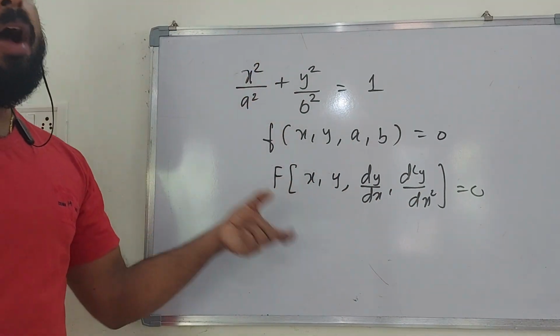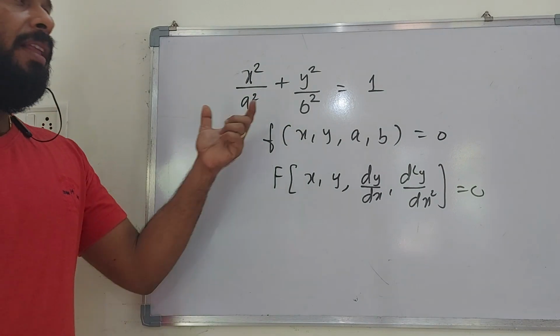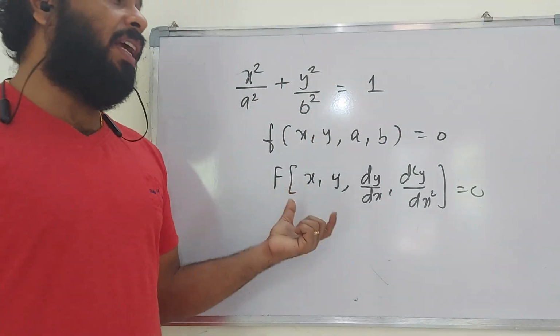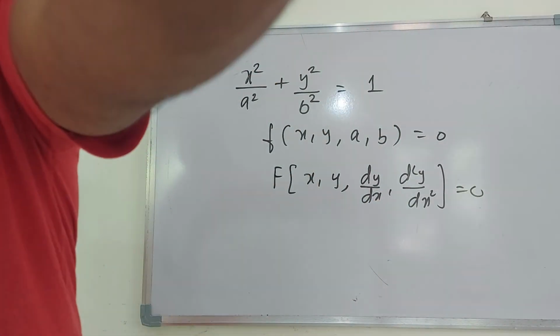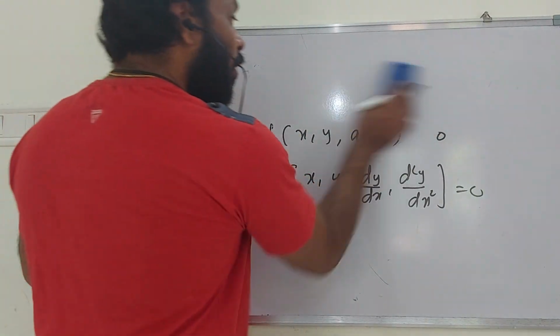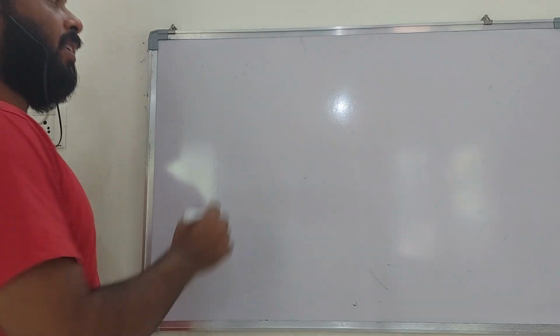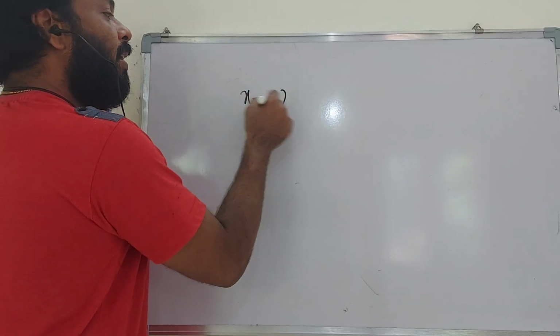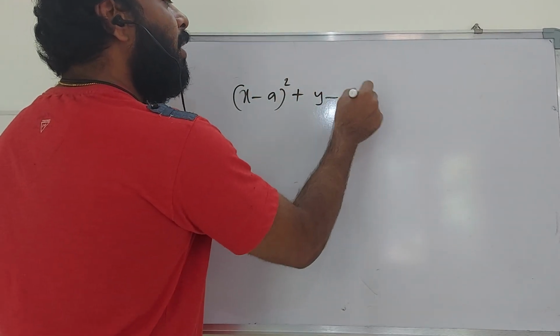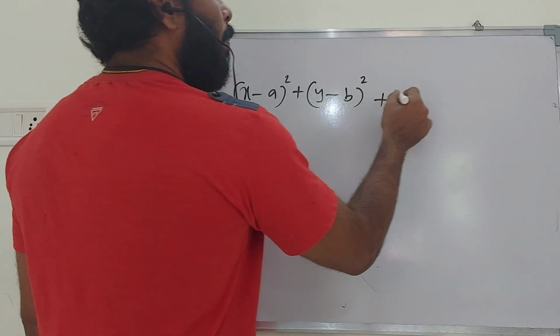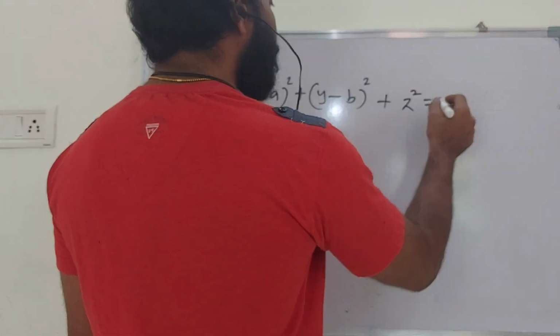So remember, if we have a two parameter family of curves, then by eliminating those parameters we get a second order differential equation. Similarly, we can define three parameter families and third order differential equations as, consider the equation x minus a the whole square plus y minus b the whole square plus z square equal to 1.